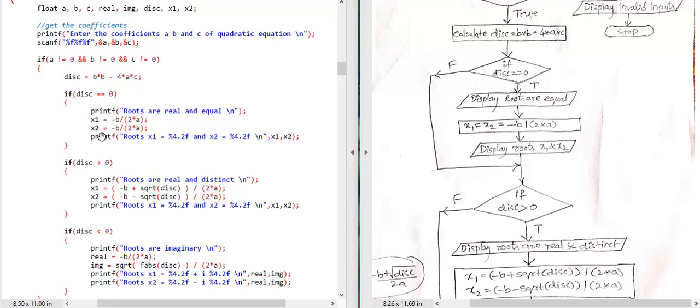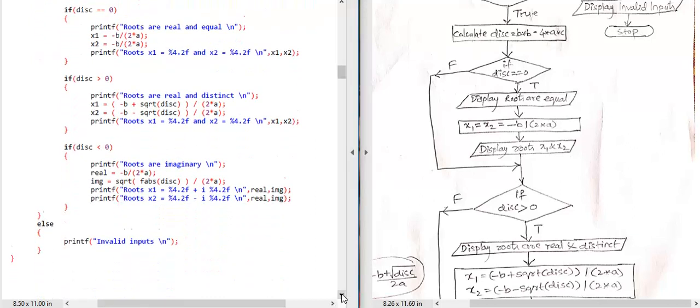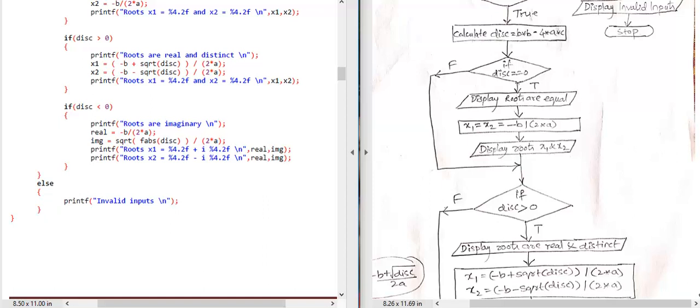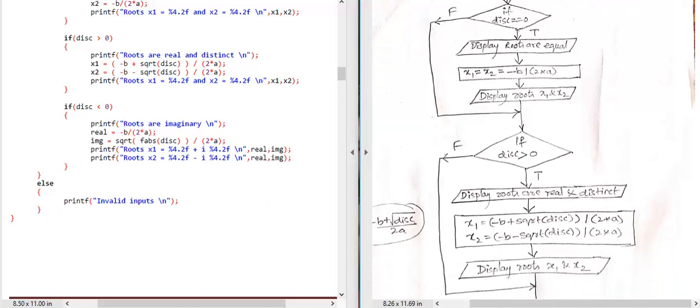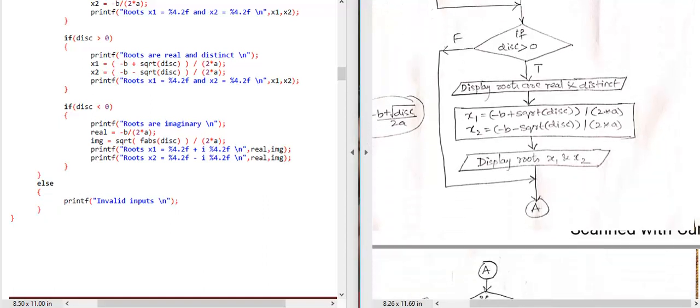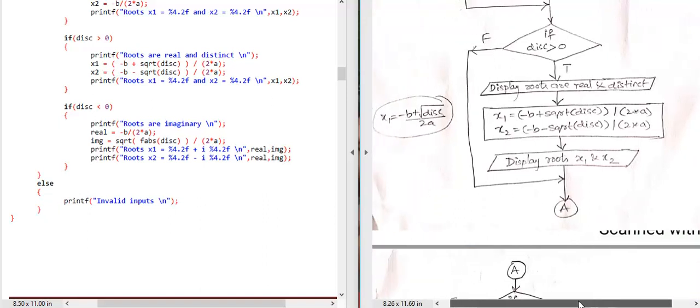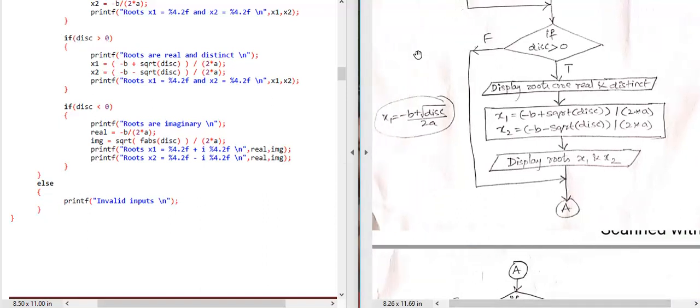Now after doing this, it will print the roots. Display roots x1 and x2. After this statement is completed, it will come to the next if statement. So what is the next if statement? If DISC is greater than 0. So it will come here and check if DISC is greater than 0.